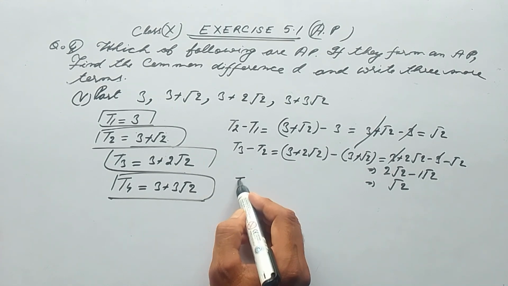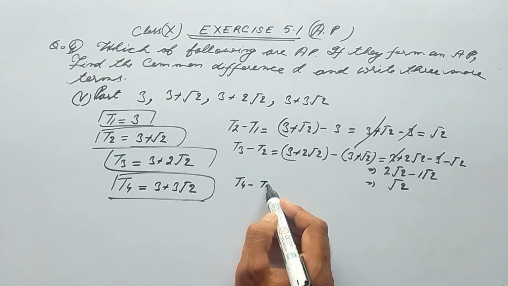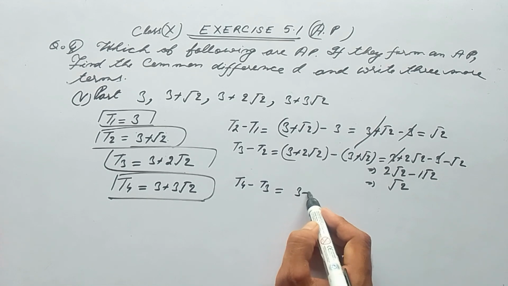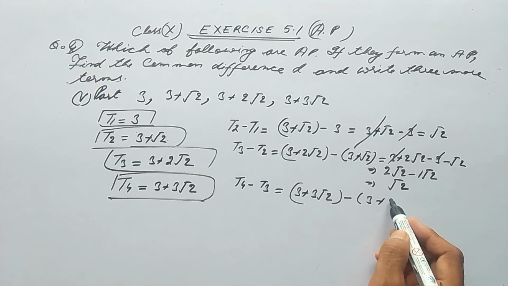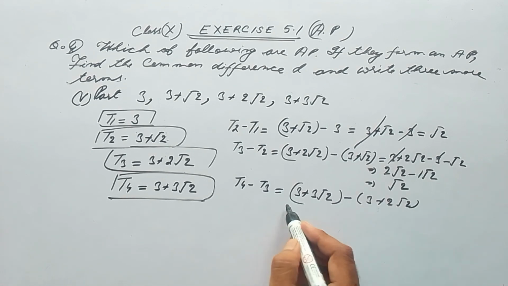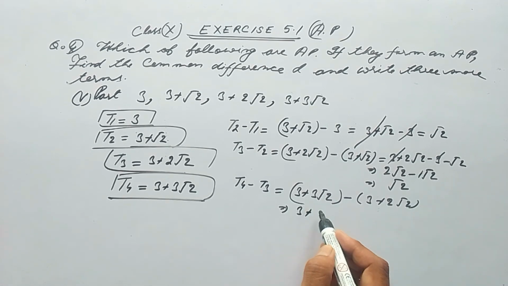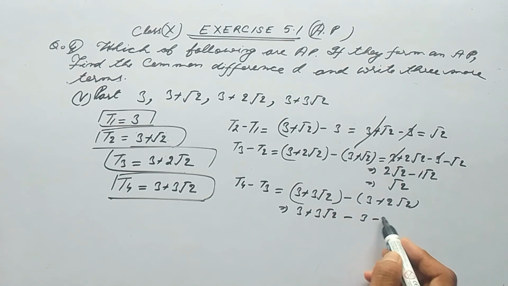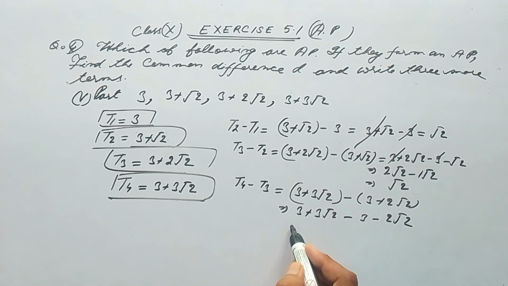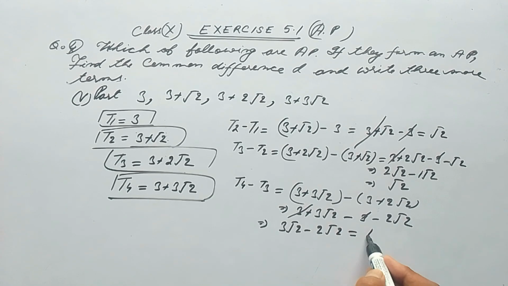Now T4 minus T3. T4, that is 3 plus 3 square root of 2 minus T3, that is 3 plus 2 square root of 2. Now we have 3 plus 3 square root of 2 minus 3 minus 2 square root of 2. Cancelling 3 with 3, we have 3 square root of 2 minus 2 square root of 2, that is equal to square root of 2.